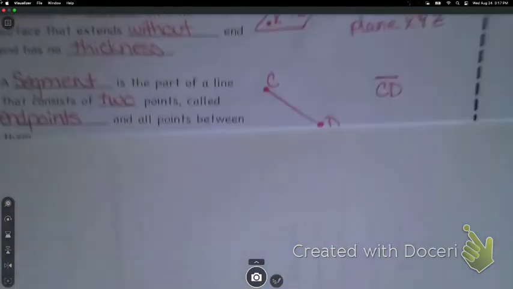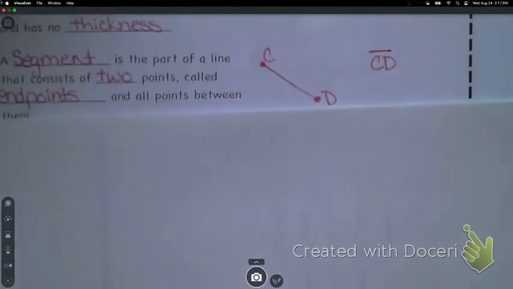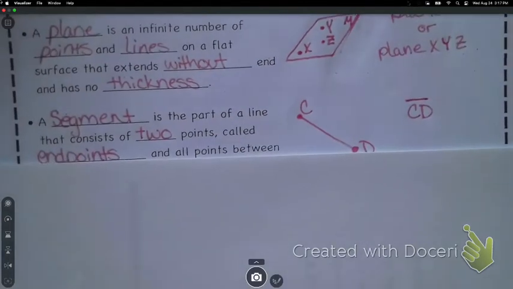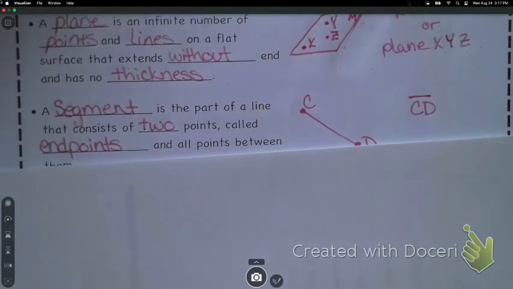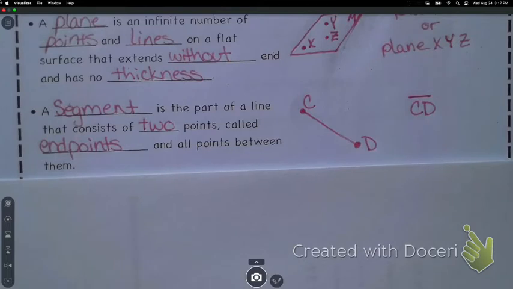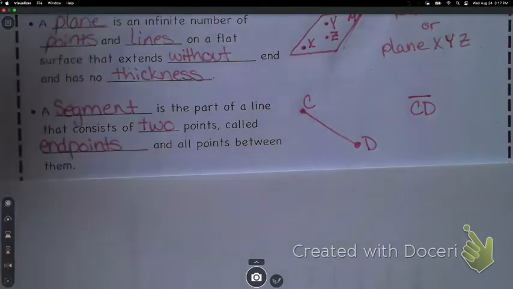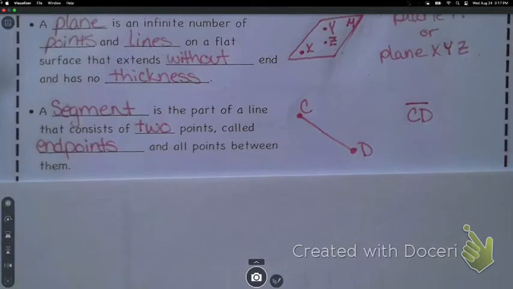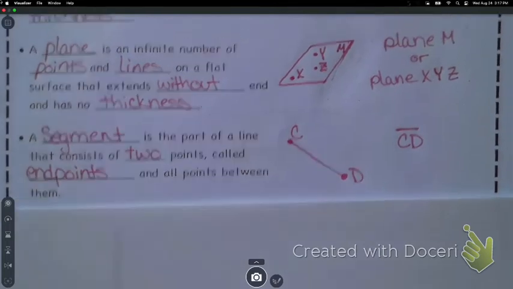Okay, a segment. A segment is the part of a line that consists of 2 points called endpoints and all the points between them. So this segment is called CD. How does this segment look different than the line AB that you had up here?